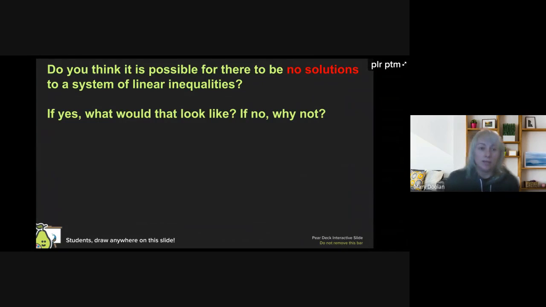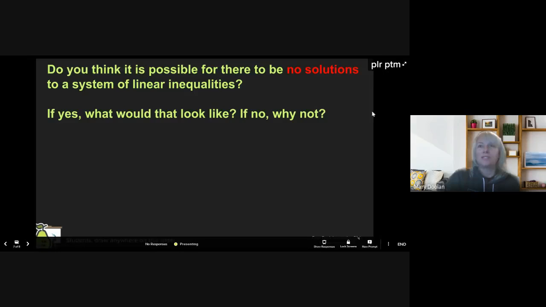Do you think it is possible for there to be no solutions to a system of linear inequalities? If you think that's possible, what do you think it would look like? If you don't think that's possible, you think there's always going to be a solution, why? Why can there not ever be no solutions? What do you think? What would that look like? So this is a drawing slide. So I'm going to give you a few minutes to do that.